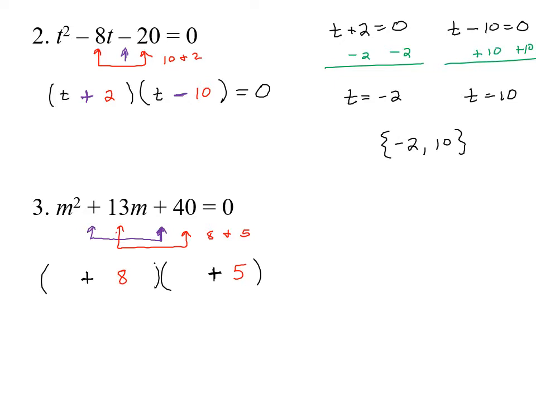Since they're both positive, it doesn't matter the order that you put them in. So I'm going to put the 8 first. And the m squared will become m and m. Oh, yeah, you got T and T, now you have m and m. It's the little things in life that get you through.